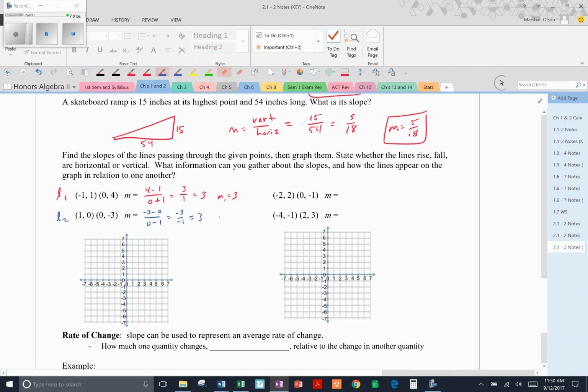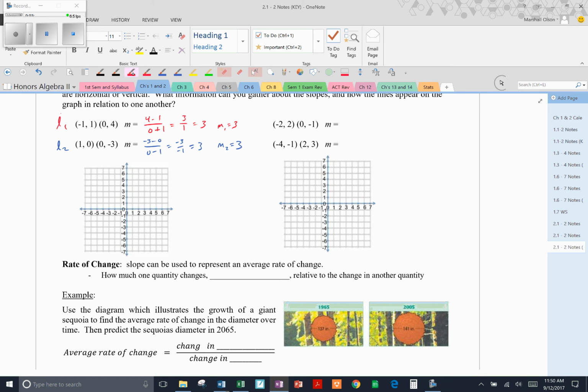Line 2's slope here is also 3. So I'm just going to say the slope of line 2 is also 3. If we were to graph these two lines, I'm going to graph that first one in red. And you probably know what's about to happen. We have two parallel lines, and that's because the slopes are the same. So because the slopes are the same, L1 is parallel to L2 because they have the same slopes.